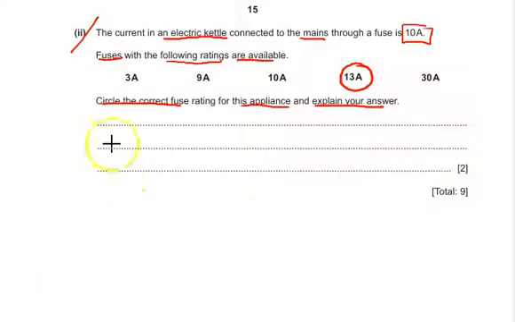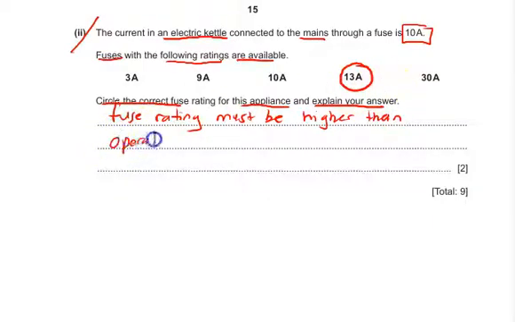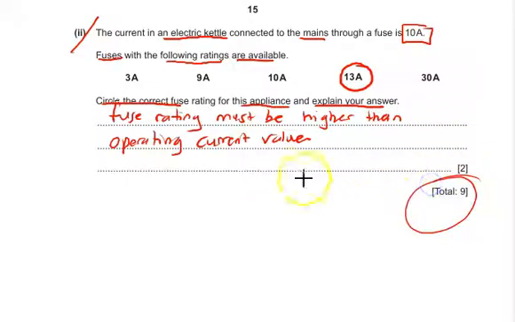So normally why do we choose a higher one? The fuse rating must be higher than the operating current value. Alright, so this is the explanation for this. The total mark for this is about 9 marks. Okay, then we move on with the next question.